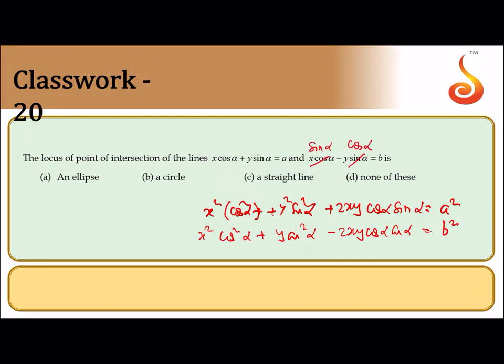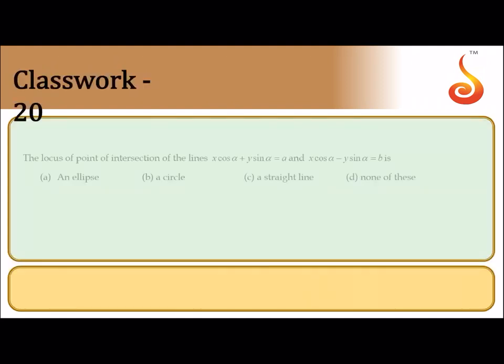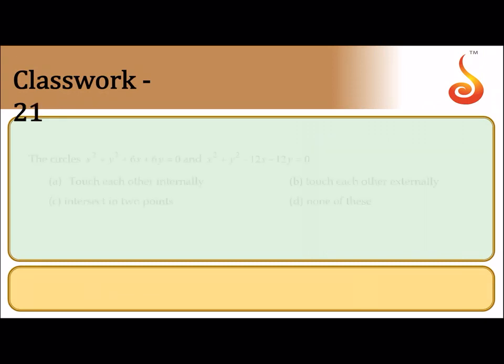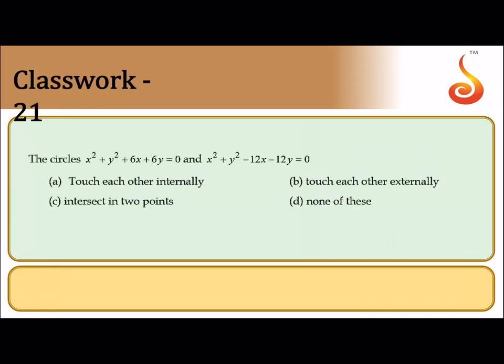Actually, they made a mistake here. This must be sin alpha and this must be cos alpha. So this becomes sin square alpha, and this becomes cos square alpha. When you add it up, it becomes x square plus y square is equal to a square plus b square. Correct? There is a typographical error. This is x sin alpha minus y cos alpha is equal to b. So that becomes a circle. So option B, circle.